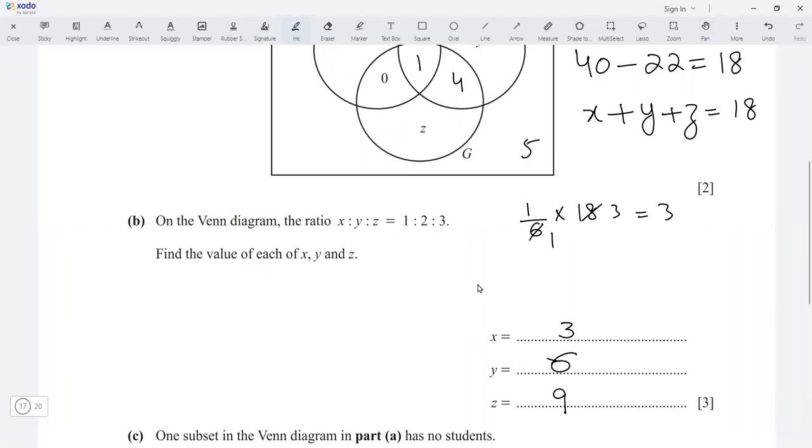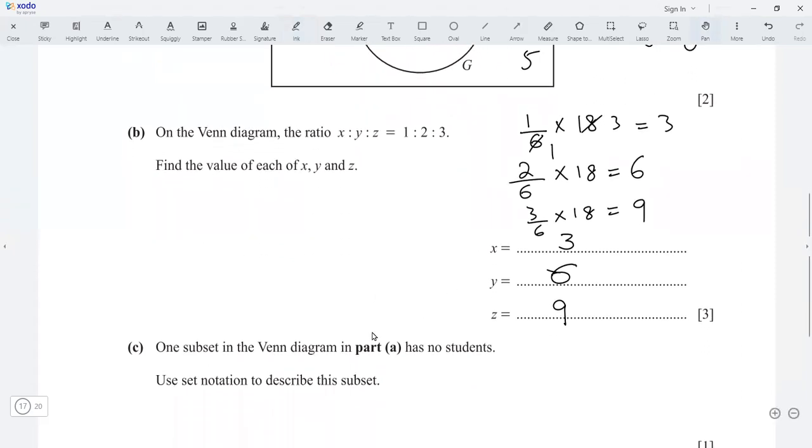If you don't understand, you can do it through the ratio method like the other one which I've done. For y, it's 2 over the sum of the ratio, times the total. It must result in 6. And similarly for the last one, that's 3 over 6 times 18. It must result in 9. So these are the answers for x, y, and z.